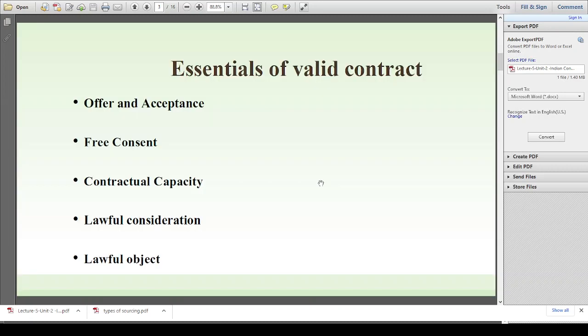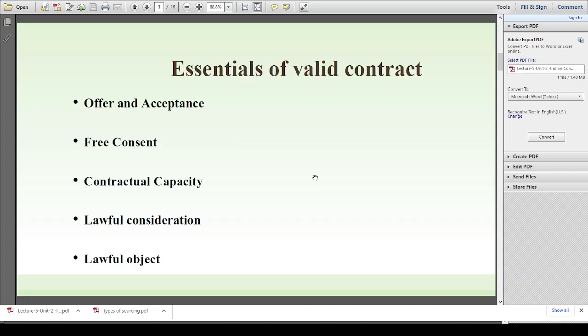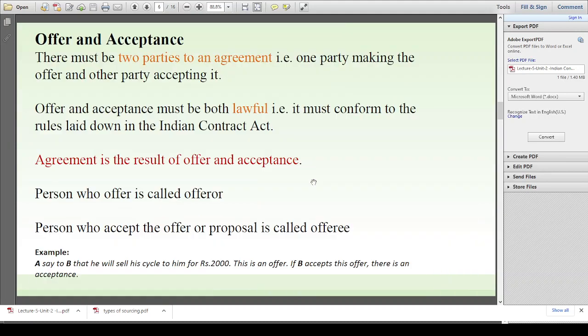So almost 10 essentials are there for a valid contract. So these 10 conditions need to be fulfilled by both the parties, then only we can consider a particular agreement as a valid contract, right? So offer and acceptance. As we all are aware, there are two parties in an agreement, right? One party is making the offer and the other party is accepting the offer, right?